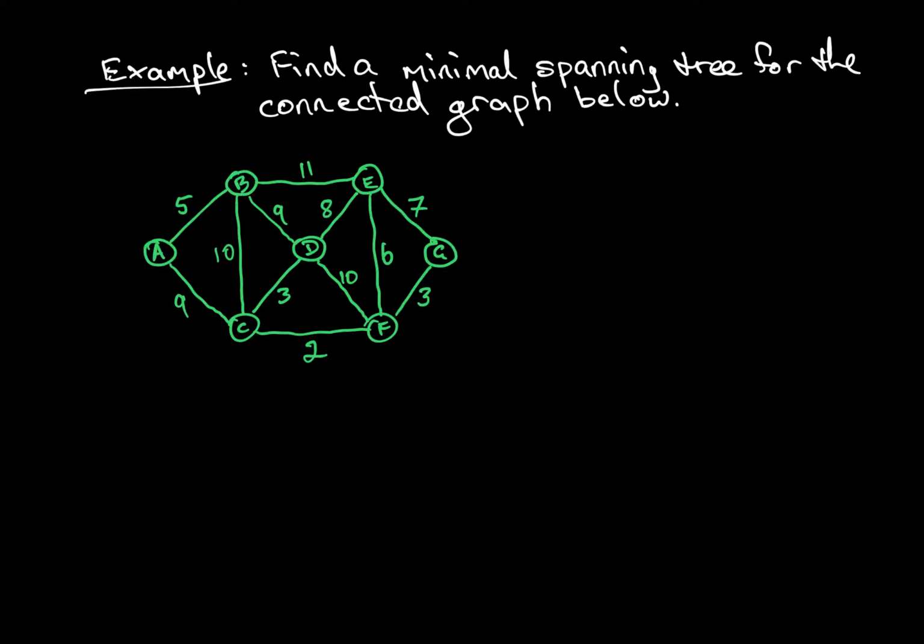Now we look at the minimal spanning tree as a whole and look at the edges that leave it. Leaving our tree we have B to E weighted 11, B to D weighted 9, B to C weighted 10, and also A to C weighted 9. The smallest of these is either A to C or B to D, both weighted 9. So we can really take our pick here. I'm going to pick from B to D and add that to my minimal spanning tree.